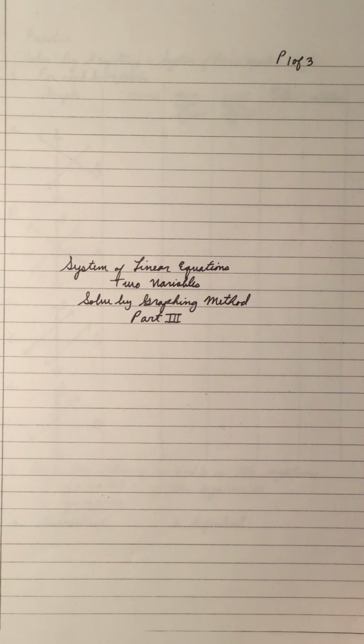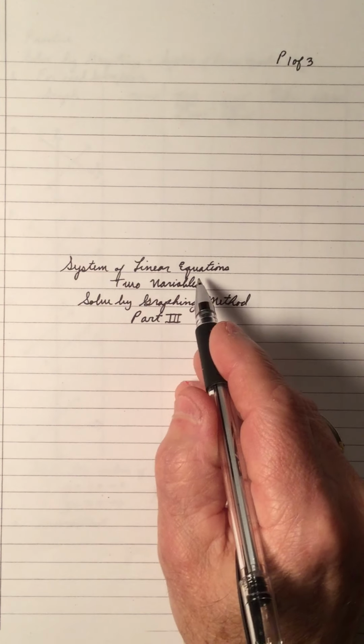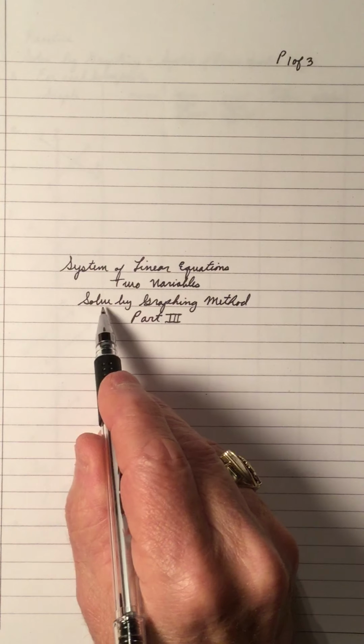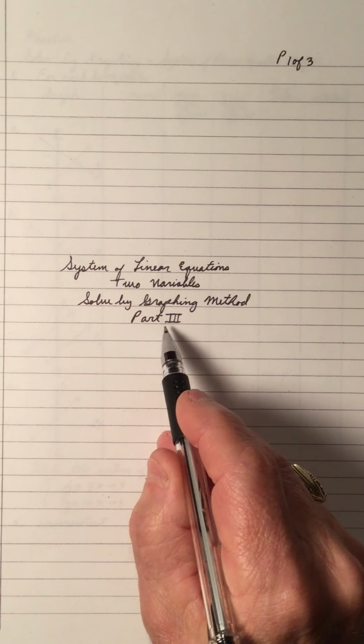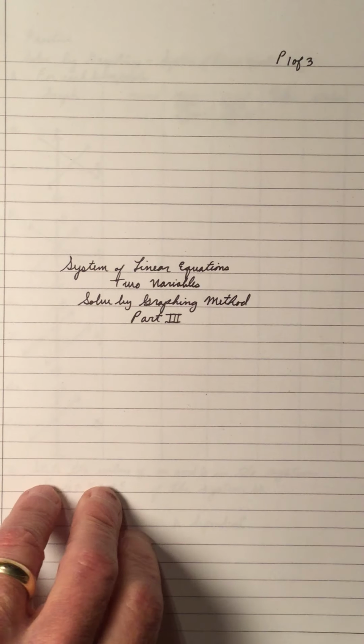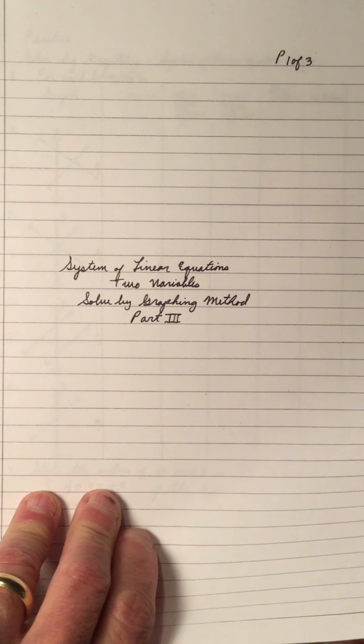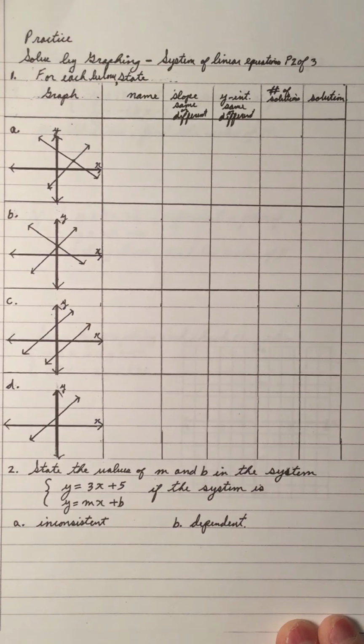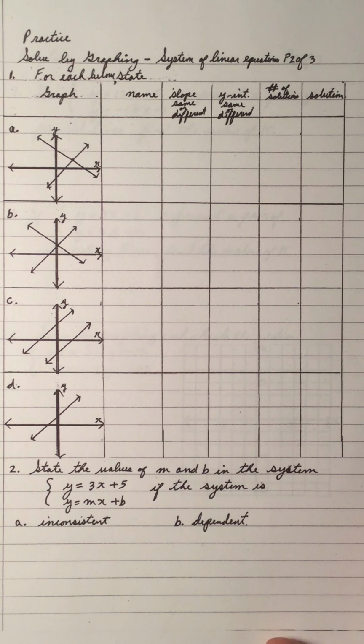Hi, welcome to my video on a system of linear equations, two variables, solved by graphing method, part 3. This part 3 ends up like a summary on the graphing. Practice means you can pause the video and see if you can come up with the answers to these, and press play to see if you're right.